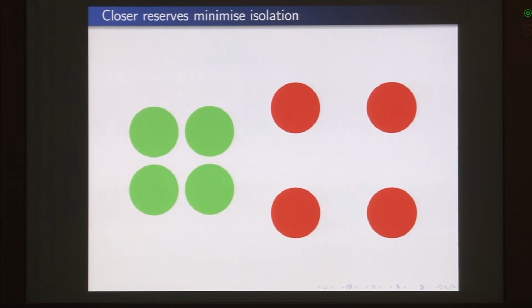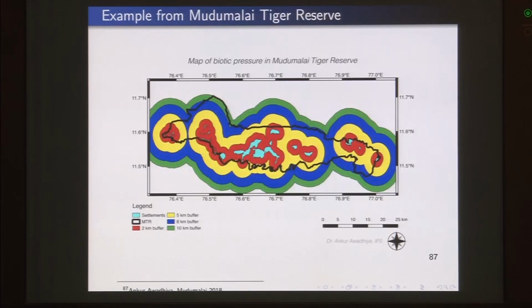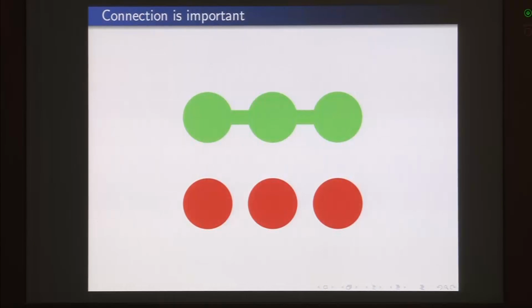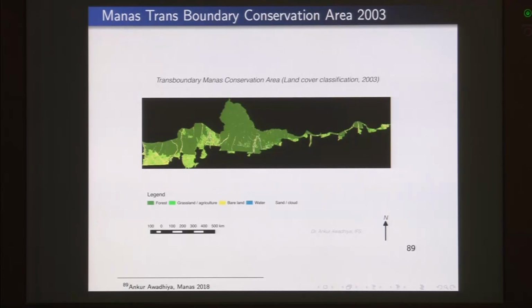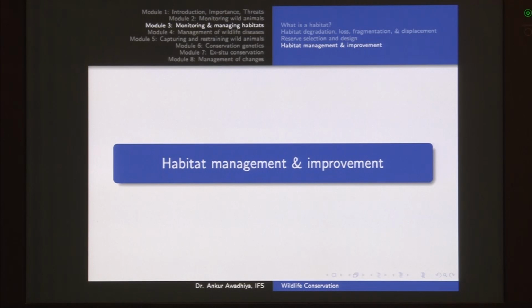Next you have closer reserves minimize isolation, cluster is better, and then circular reserves are better. So this is one problem that we are observing in some of our reserves, and then if nothing else works, at least have some connection between the reserves, but even this connection is now going off because of a heavy pressure on our forests. Next we talked about habitat management and improvement.